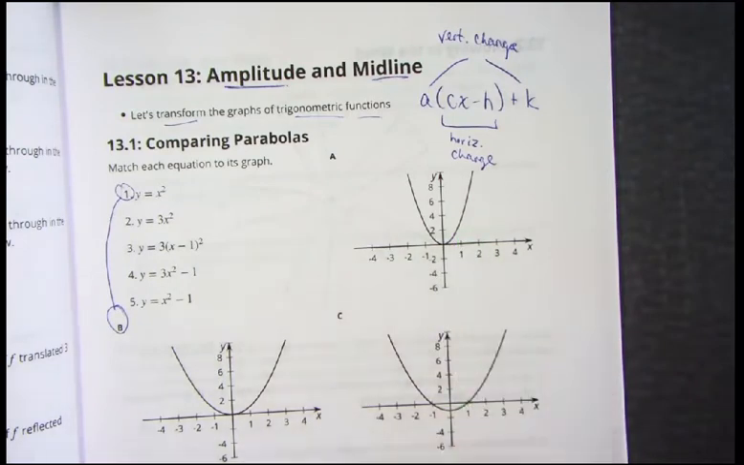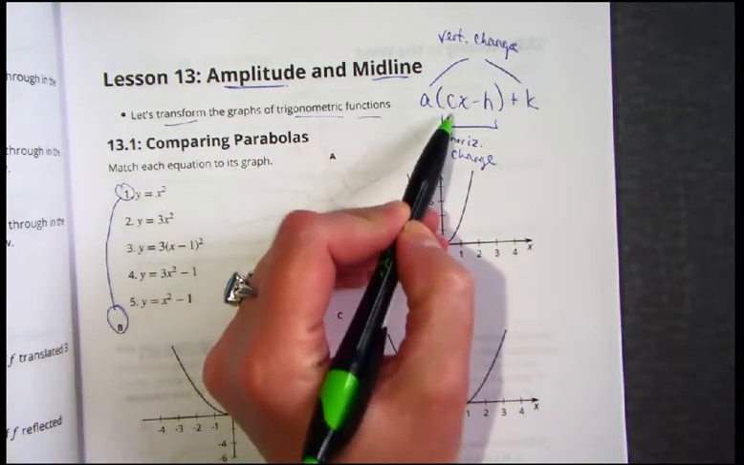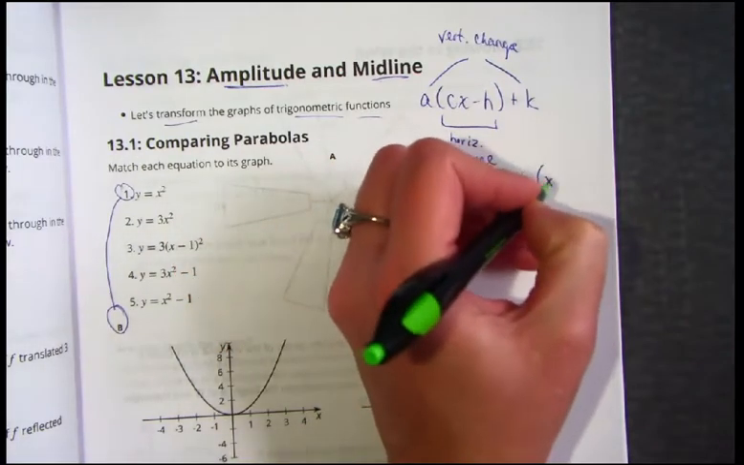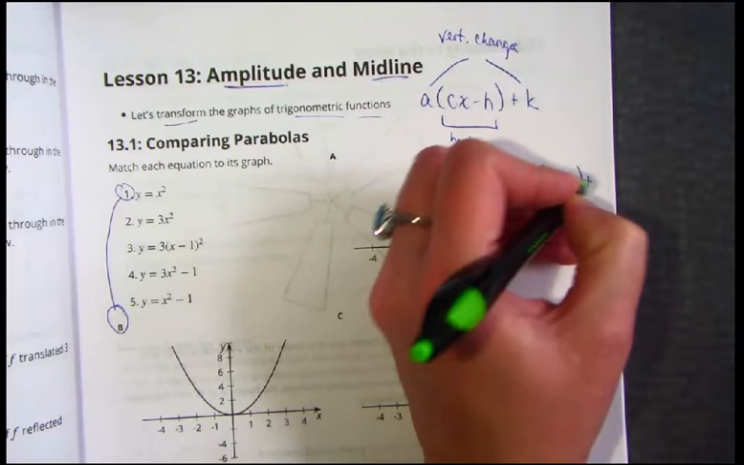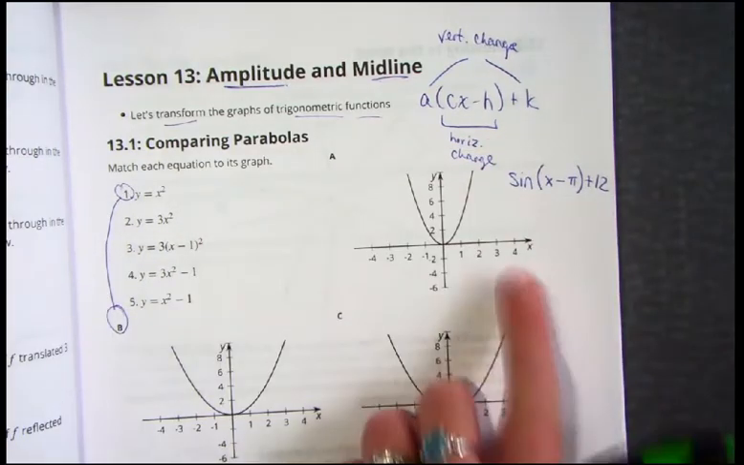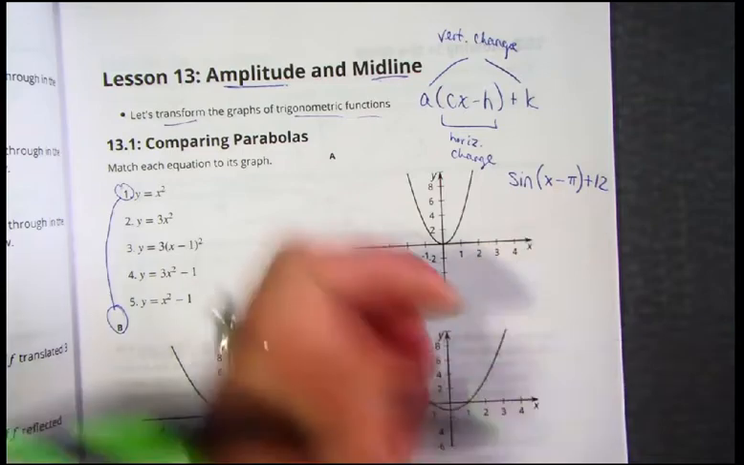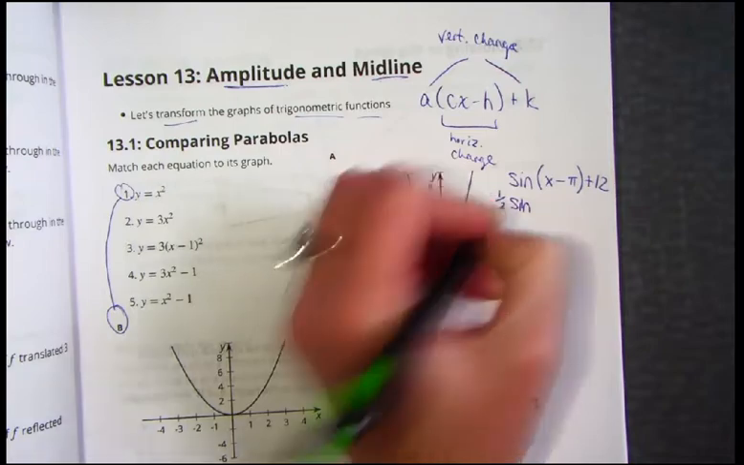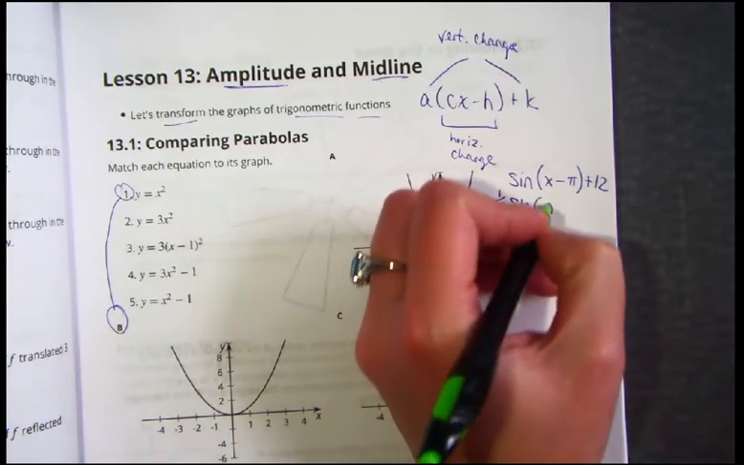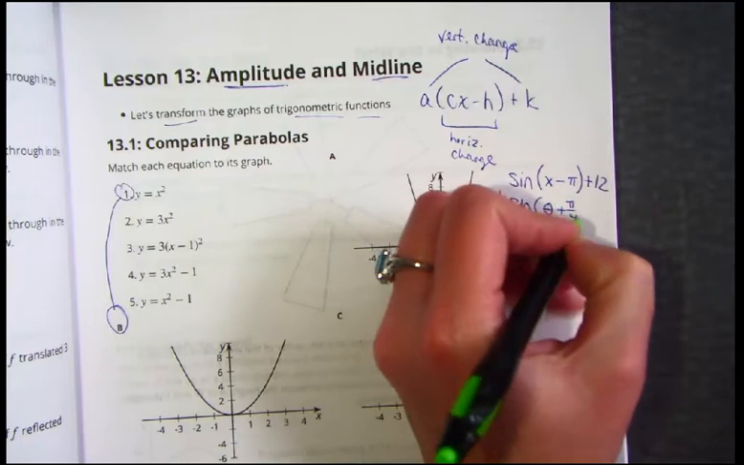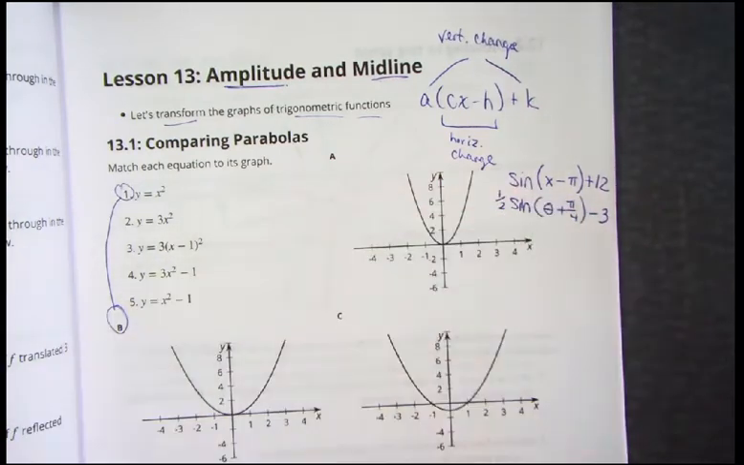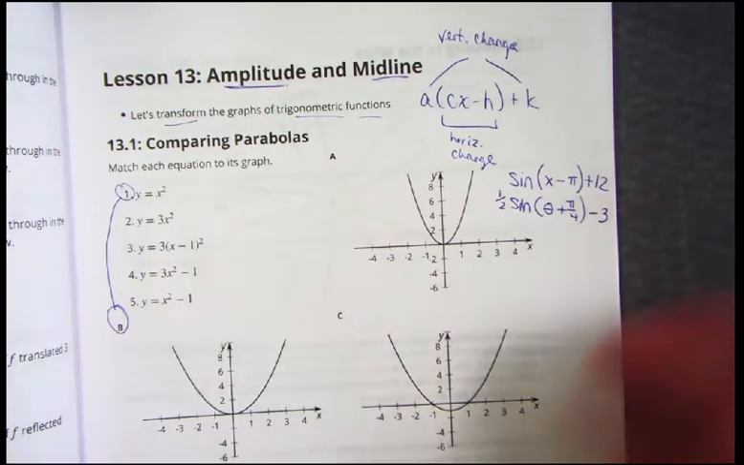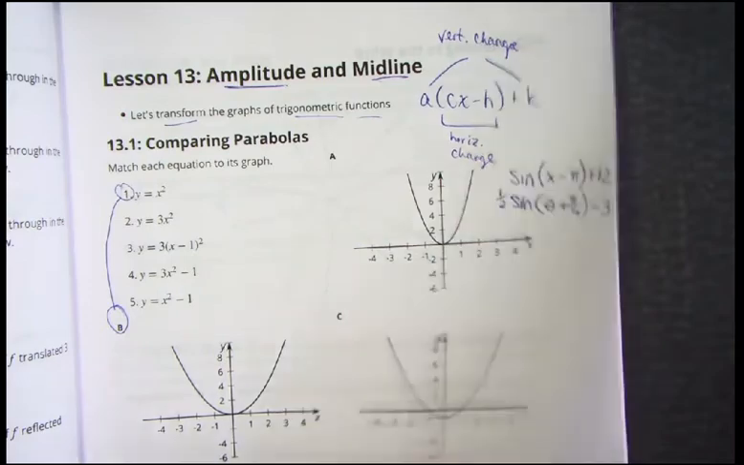The only difference is now we're going to start seeing things like sine of x minus pi plus 12 or something like that, right? So we still have our sine of our normal theta. Maybe we'll have some other ones that have like 1/2 sine theta plus pi over 4 minus 3. We're going to start seeing all kinds of different changes there. And it comes with these two ideas of amplitude and midline. So let's see how we're going to define those.